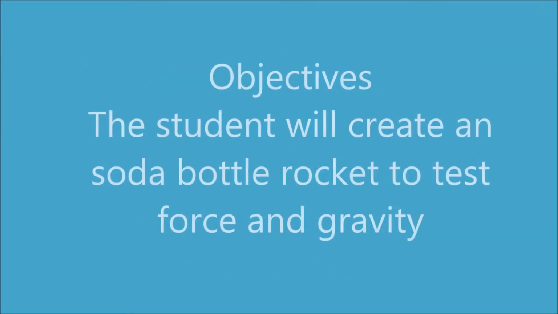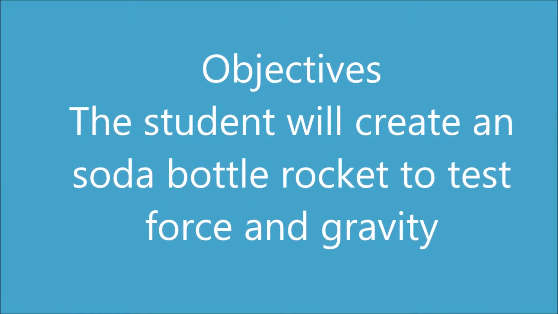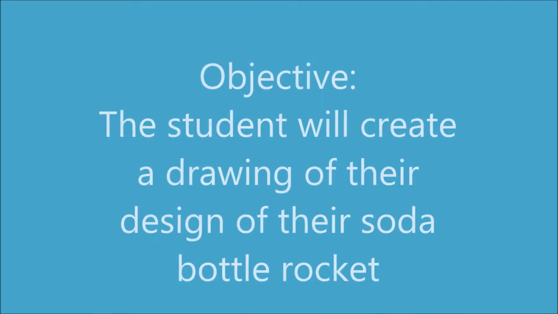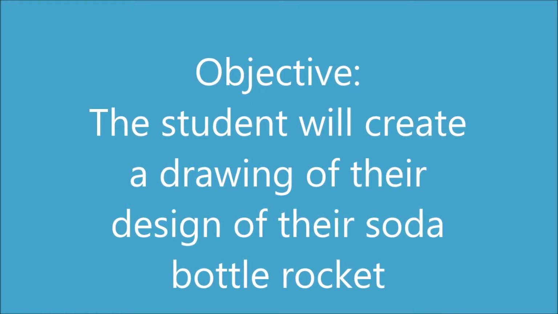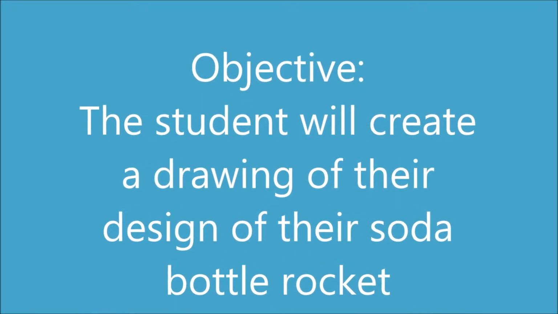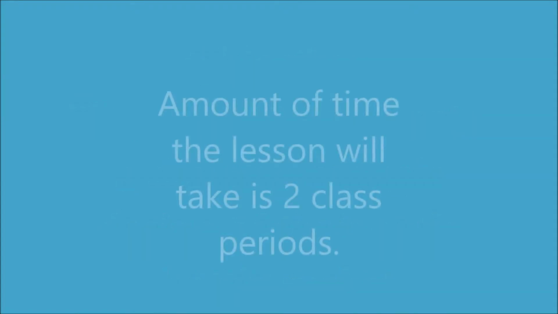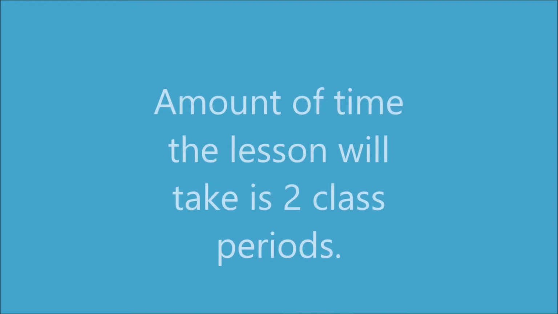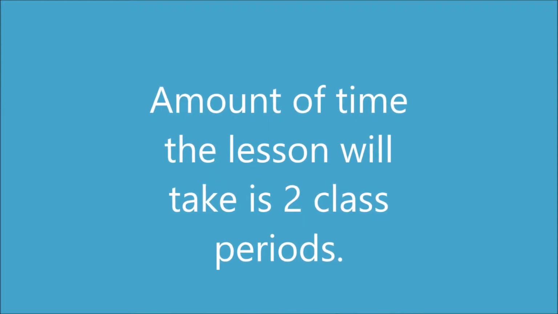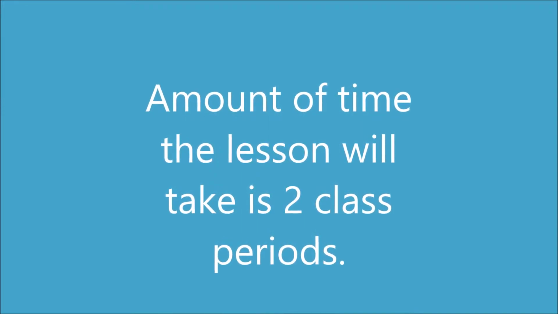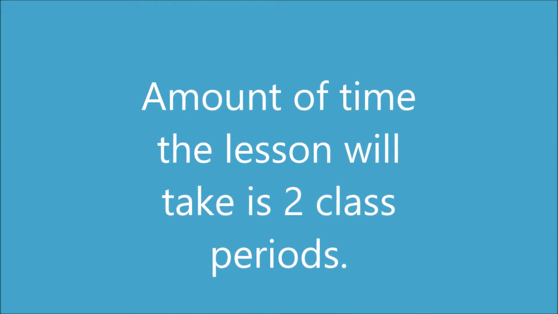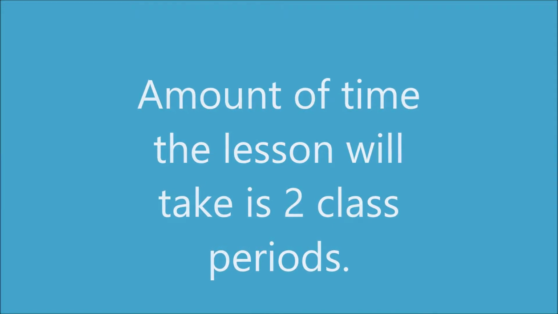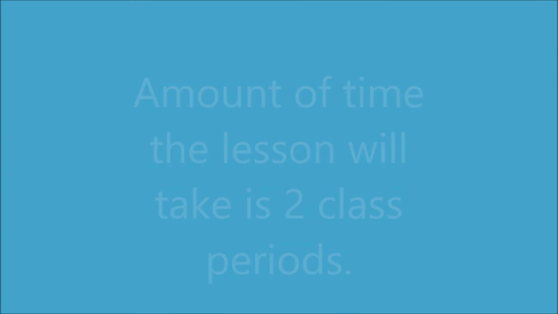The objectives are that the student will create a soda bottle rocket to test force and gravity, and the student will create a drawing of their design of their soda bottle rocket before creating an actual product. This lesson will take place over 2 class periods. During the first class period, the students will be introduced to the topic and draw their sketches. During the second class period, the students will create and launch their rockets.